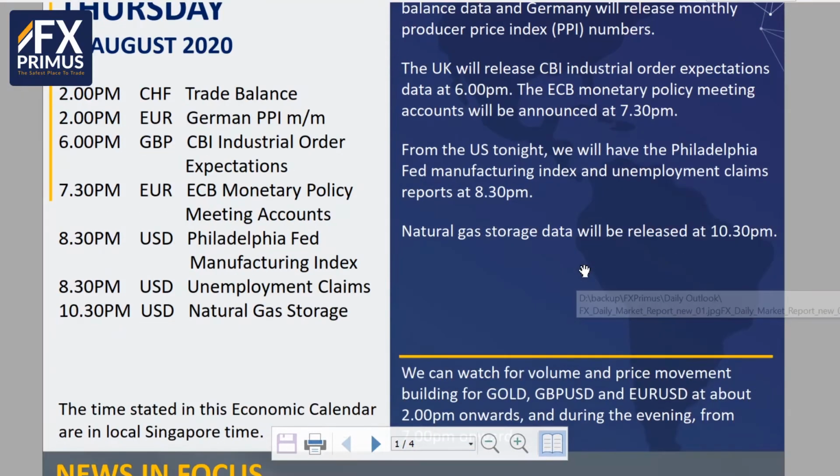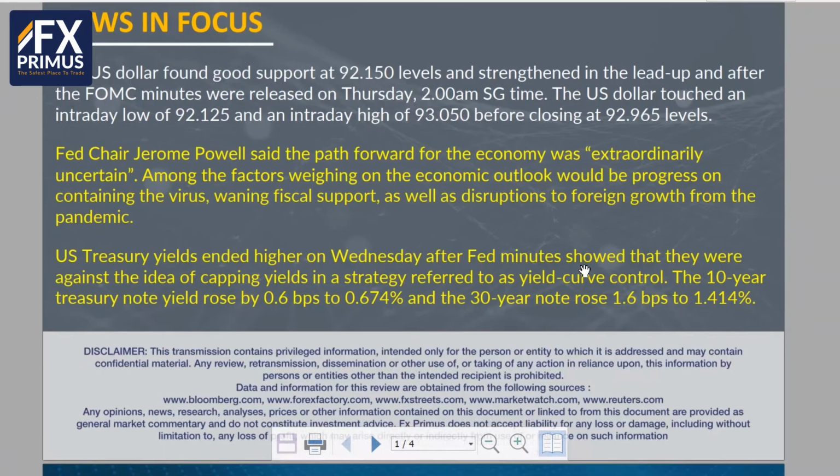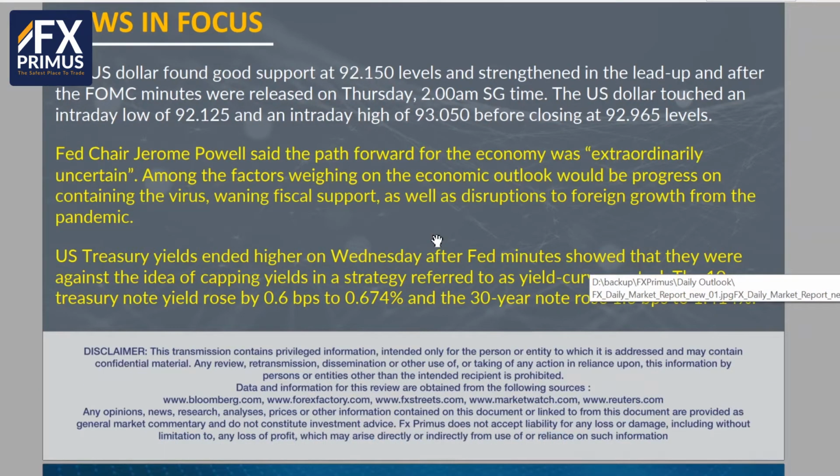So for the news events for yesterday, the FOMC meeting minutes, basically the US dollar in the lead up to the 2 a.m. announcement found good support again at 92.15 and strengthened in the lead up and after the FOMC meeting minutes was released. So the main takeaway from yesterday's minutes release was that the Federal Reserve are not keen to implement a strategy called yield curve control. Yield curve control basically means that the Federal Reserve will impose certain capping or certain limits on how high a yield can go for certain long-term treasury bonds.